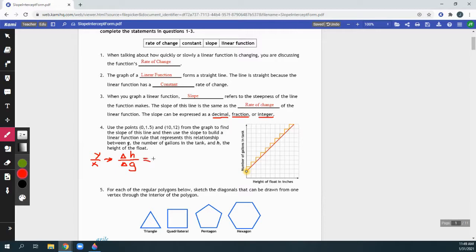So how much did the height of the float change? That's here. Well, it changed from 0 up to 10. That's 10. It went up 10. Okay, let's change colors for the other one. From 1.5 up to 12. How far is that? Well, that's 10 and a half.